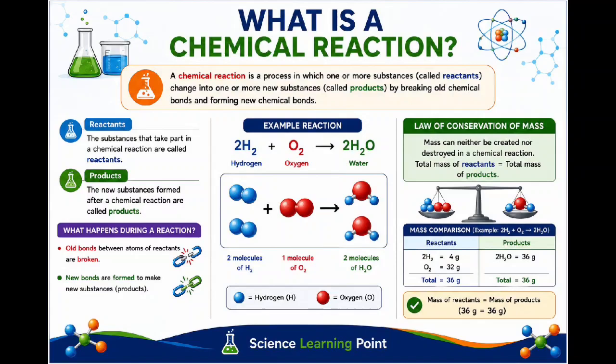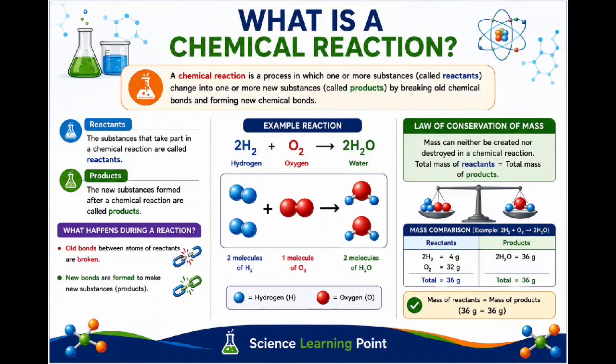Now, let's understand what a chemical reaction is. A chemical reaction is a process in which one or more substances change into one or more new substances. The substances that take part in the reaction are called reactants and the substances formed after the reaction are called products. During a chemical reaction, old chemical bonds break and new chemical bonds are formed. Because of this rearrangement of atoms, completely new substances are produced.